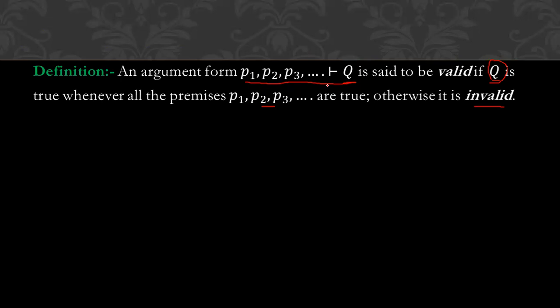So if this condition exists, that is, the conclusion Q is false whenever all the premises are true at the same time, that will be a sufficient condition for the argument not to be valid, which is invalid.